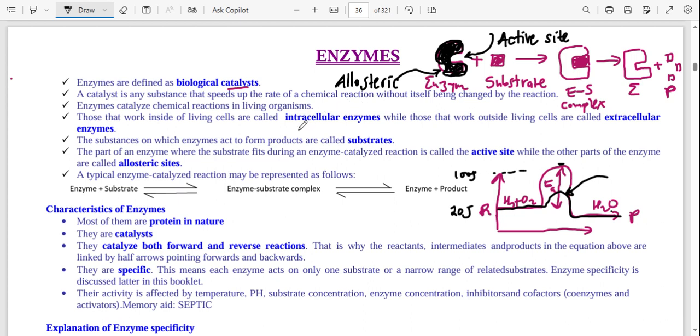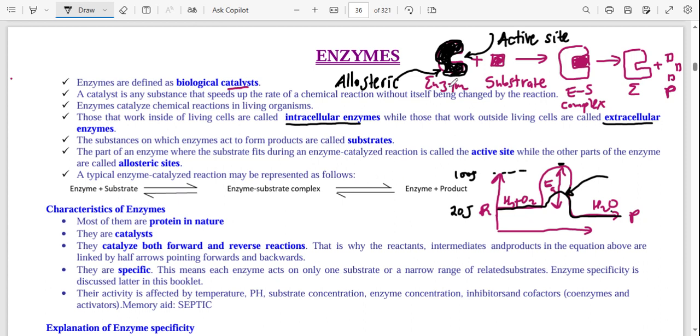There are some enzymes that work inside the cells. We call them intracellular enzymes. Other enzymes work outside the cells. They are called extracellular enzymes. Okay, so that is it.